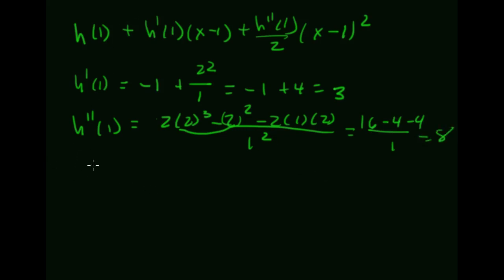So plugging things in, when x is 1, y is 2, plus the first derivative times x minus 1, plus 8 divided by 2 is 4 times x minus 1 squared, and that is the second degree Taylor polynomial.